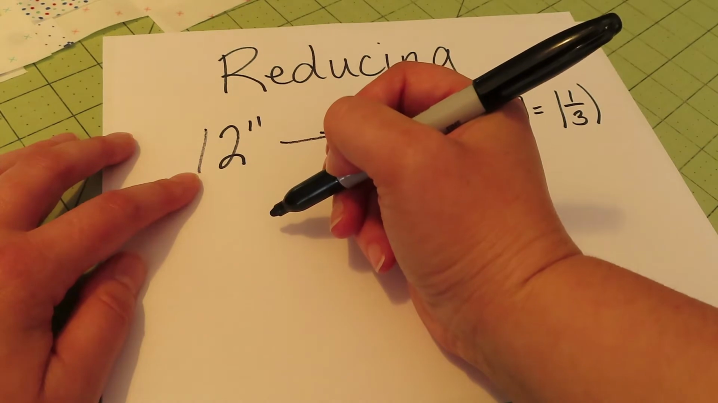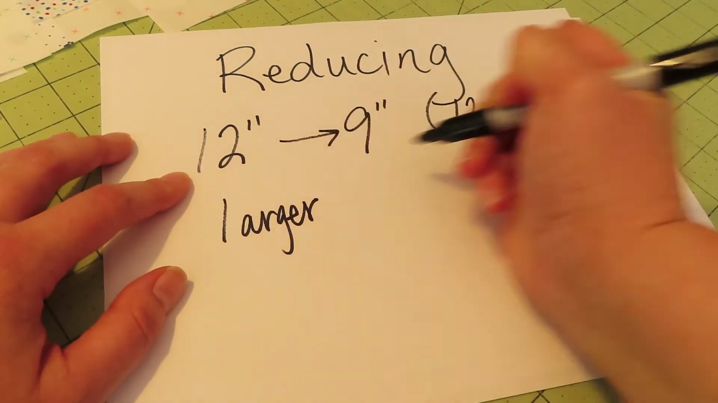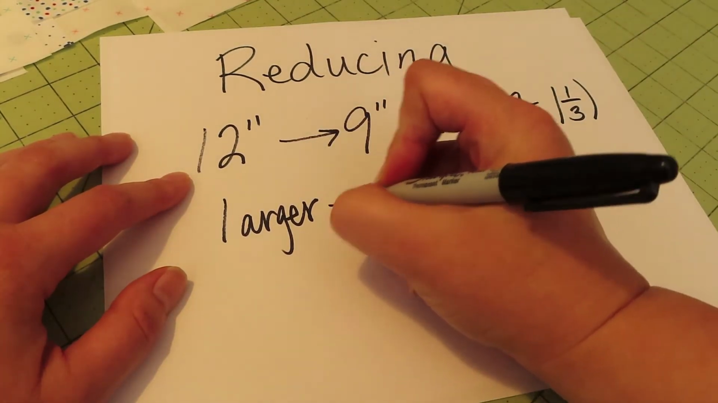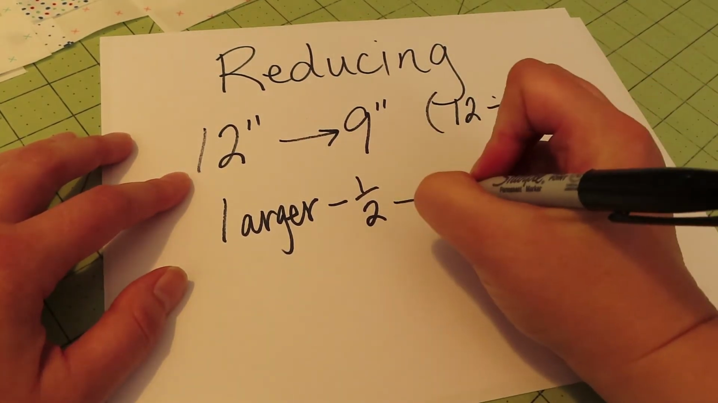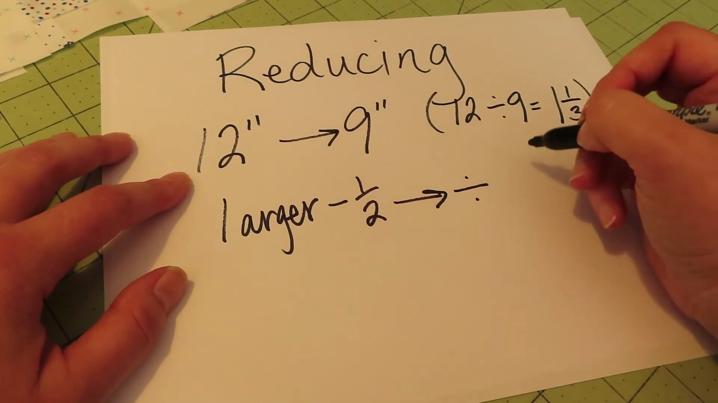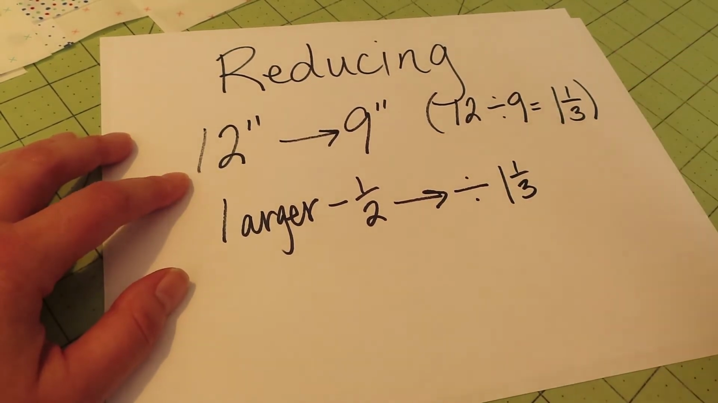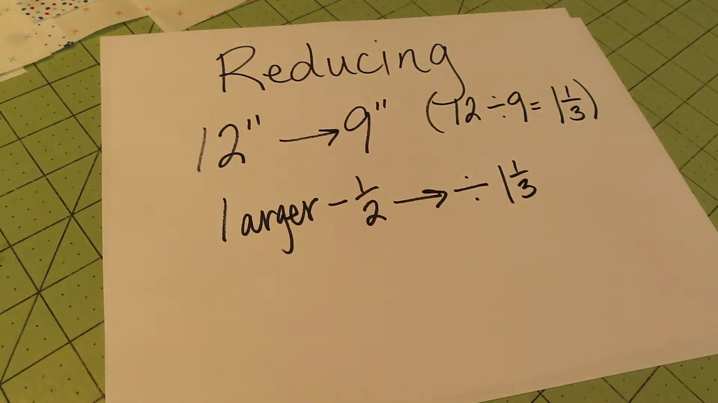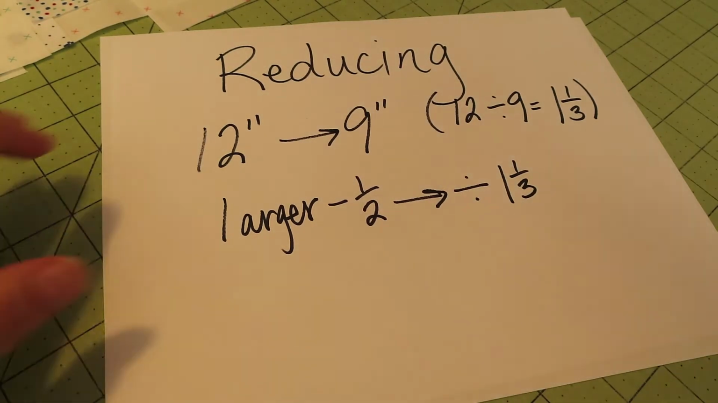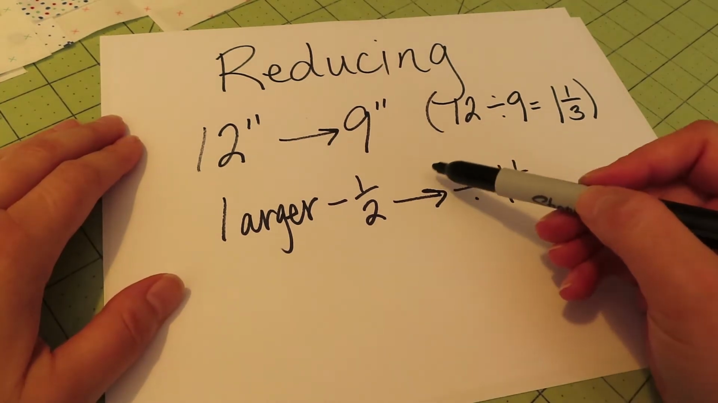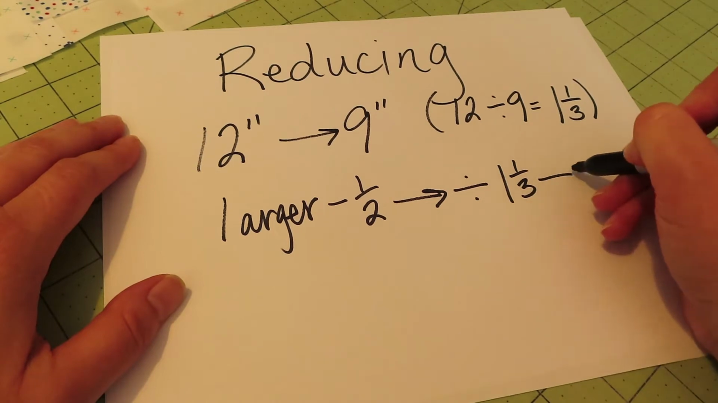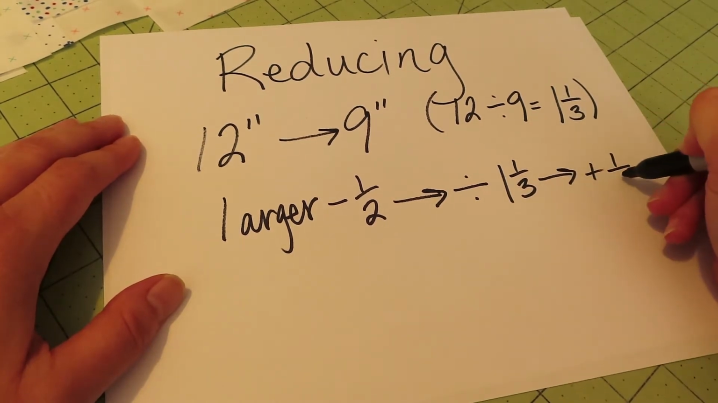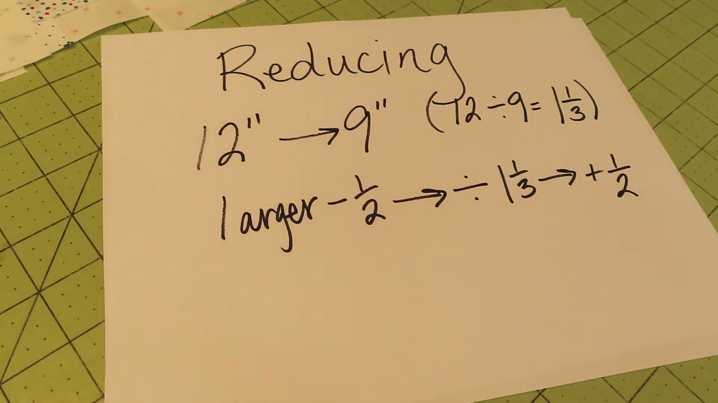I'm going to take the larger size and subtract your 1/2 inch seam allowance. But this time I'm going to divide by 1 1/3 in my example. So I'm not trying to enlarge it and multiply. I want to make it smaller and reduce it by 1 1/3. So I'll take whatever number I have minus 1/2 and then divide that by 1 1/3. And then I will add the 1/2 inch seam allowance back.